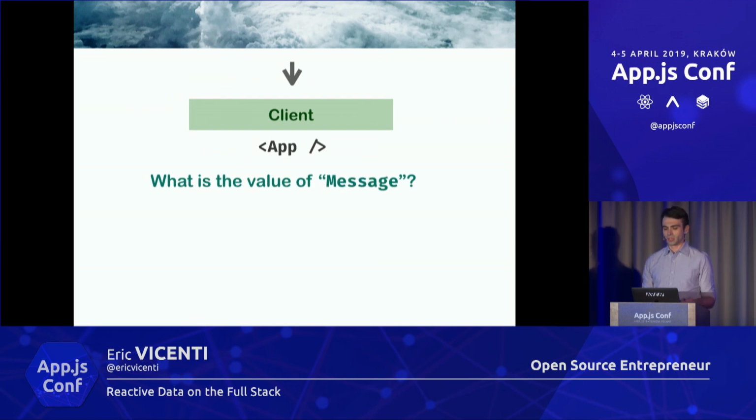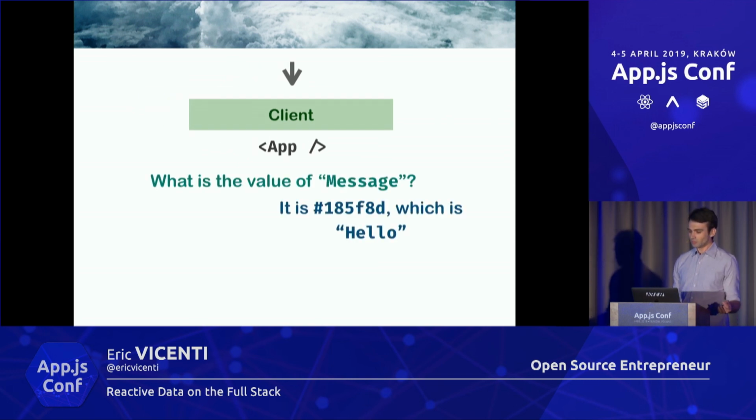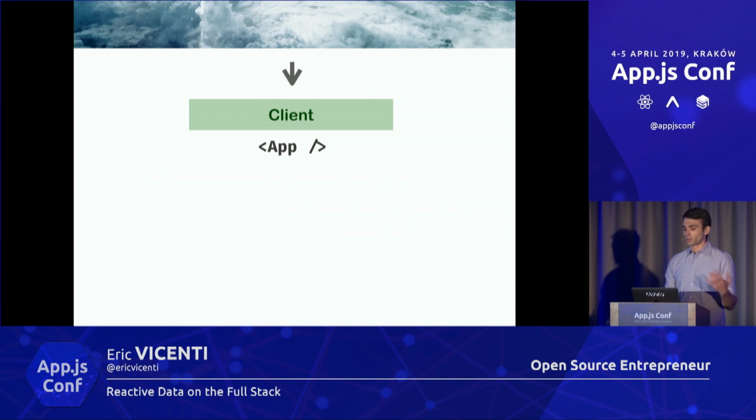Say you want to access some data. You might want to access a message, and the server will respond and say, oh, this is the ID of the message. Here's the value. Message is hello. You might also want to observe.